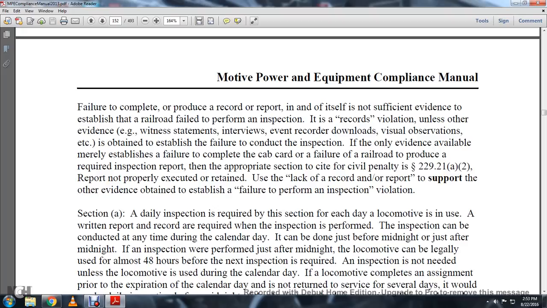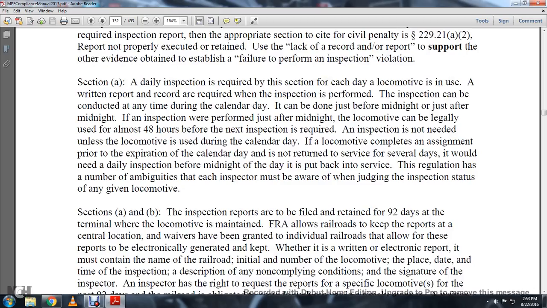If only the evidence available merely establishes the failure to complete the cab car report, the failure of the railroad to produce the required inspection is a violation under the civil penalty statute 229.21(a)(2). The report properly executed pertains to the use of the lack of the recording of the report to support the other evidence obtained to establish the failure to perform an inspection violation.